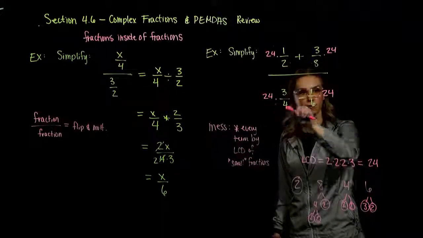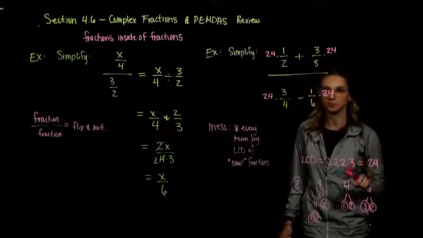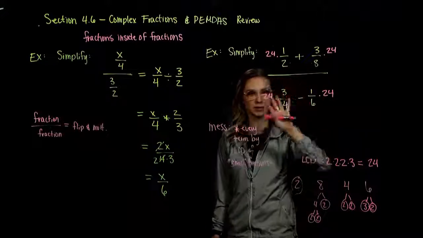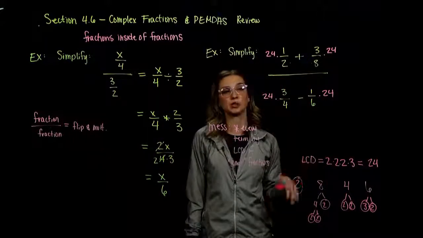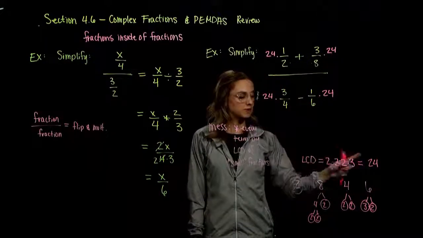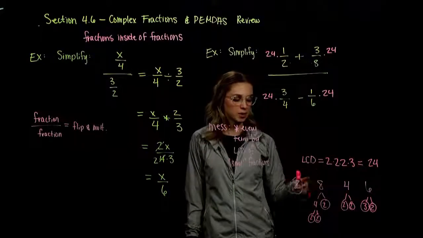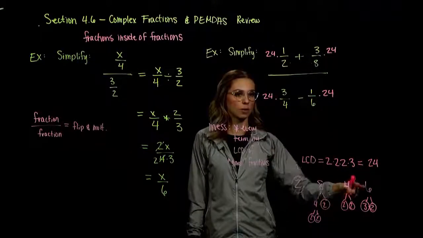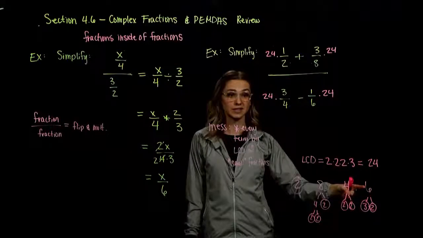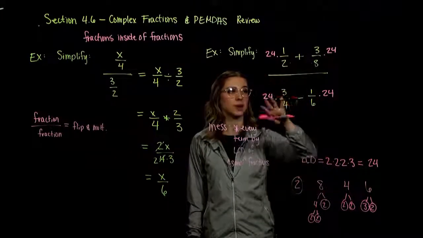24 divided by 24, just 1. So we aren't altering the expression at all. We're just changing what it looks like. And we've chosen our LCD to be divisible by every single one of these. So nice things are going to happen as we start to simplify.